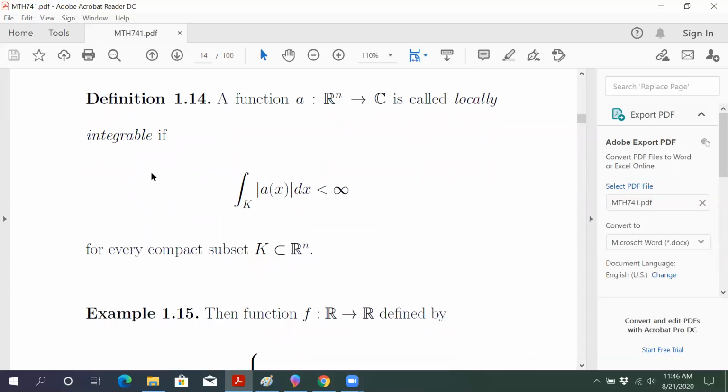Can you give me some example of a locally integrable function? I have provided some examples here for you. Actually, we have a lot of examples. It's easy.